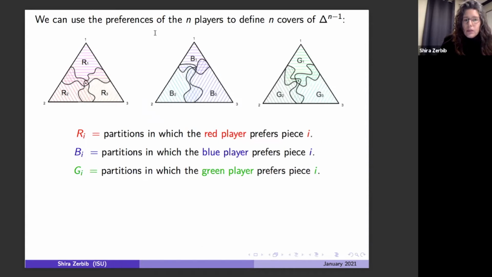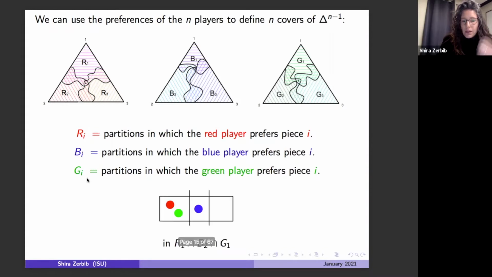So we can use the preferences of the n players to define n covers of the simplex. We do that as follows. For example, we want to define the red cover. R1 will be the partitions in which the red player prefers piece 1. R2 will be the partitions in which the red player prefers piece 2, and so on. And we do the same for B1, for the blue player, and the green player.